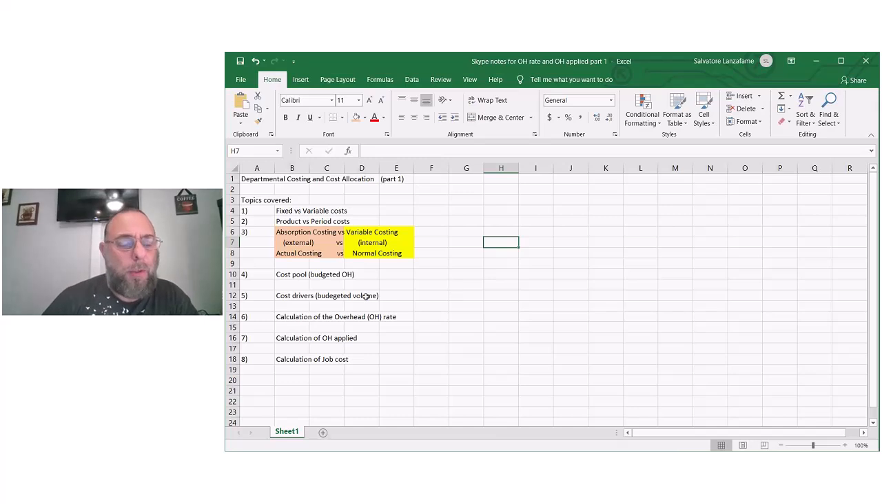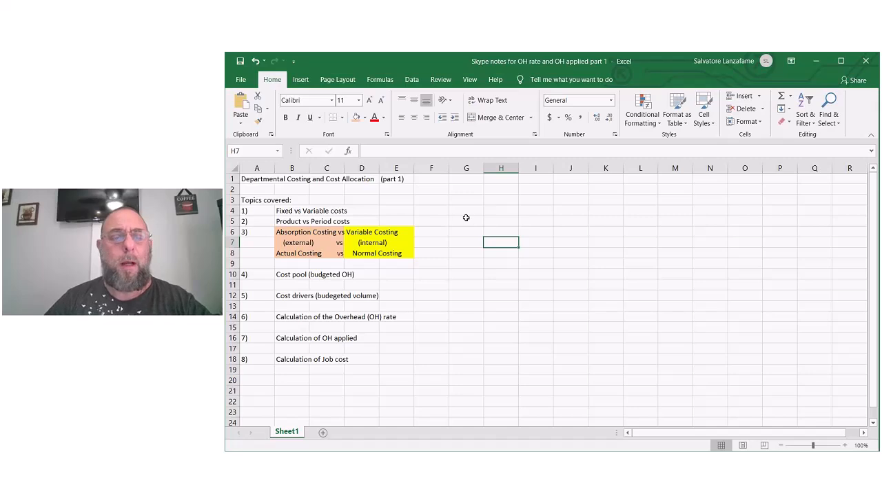We'll also talk about cost pools. Another name for cost pool is a budgeted overhead amount. Cost drivers is another topic I want to talk about, and another name for that is budgeted volume. I want to show you how to calculate an overhead rate. I also want to show you how to calculate overhead applied, and I'll also do an example where you will see the calculation of a job cost. Okay, just to give you some ideas here.